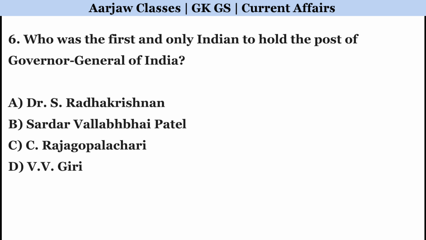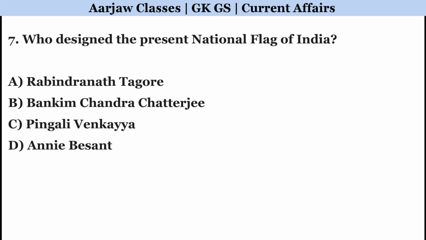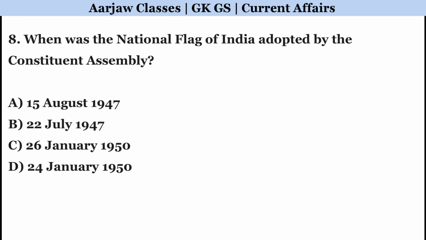Who was the first and only Indian to hold the post of Governor General of India? Correct option is C. C. Rajgopalachari. Who designed the present national flag of India? Correct option is C. Pingali Venkaiah. When was the national flag of India adopted by the Constituent Assembly? Correct option is B. On 22nd July 1947.